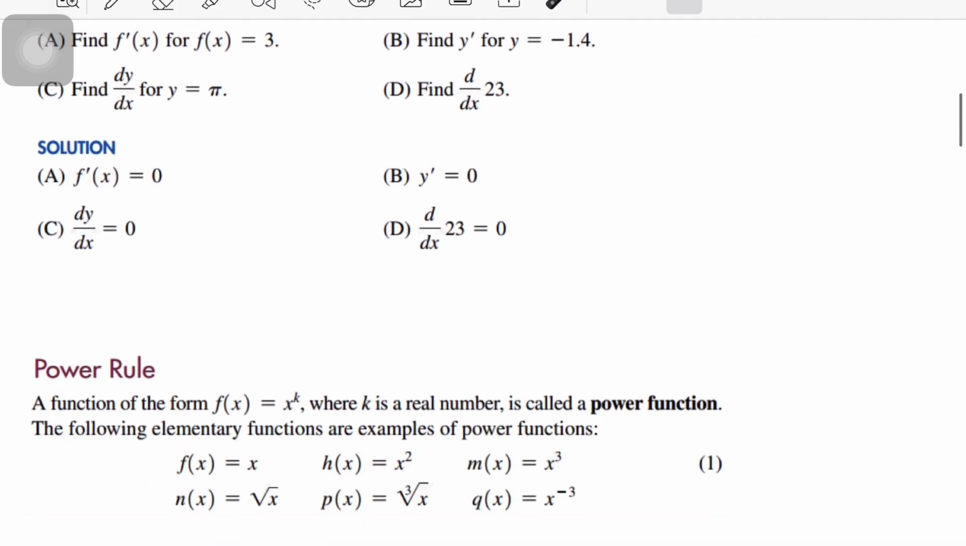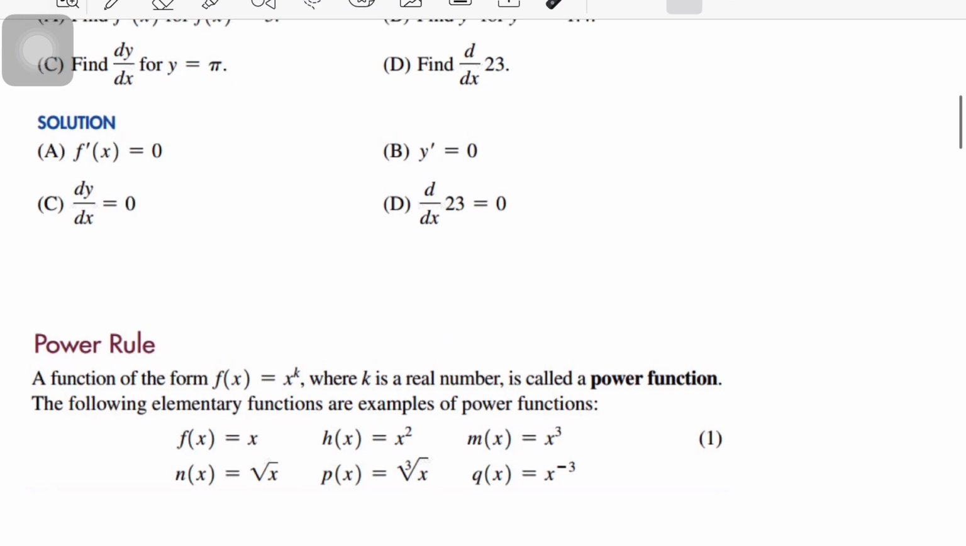So the next thing we'll look at is the power rule. So just to recall what a power function is, if we have a function of the form f of x is equal to x to the k, where k is any real number, this is a power function. And so all of these examples here are examples of power functions. We have x to the power 1, x to the power 2, x to the power 3, and the square root of x is going to be x to the power 1/2. Then we have the third root of x, that's going to be x to the power 1/3. And then lastly, we have x to the power negative 3.